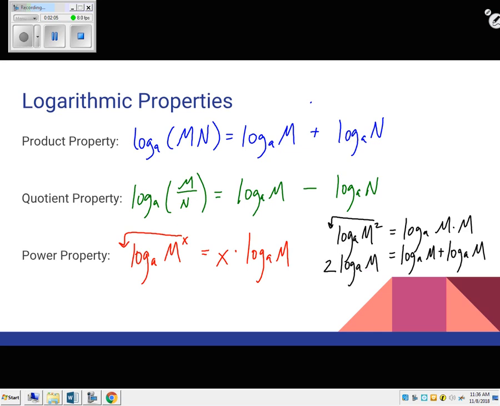So 2 log base A of m. Yeah, that's what I have. I have log base A of m plus log base A of m, which is 2 log base A of m. So the whole reason the power property works is because that product property happened up front.